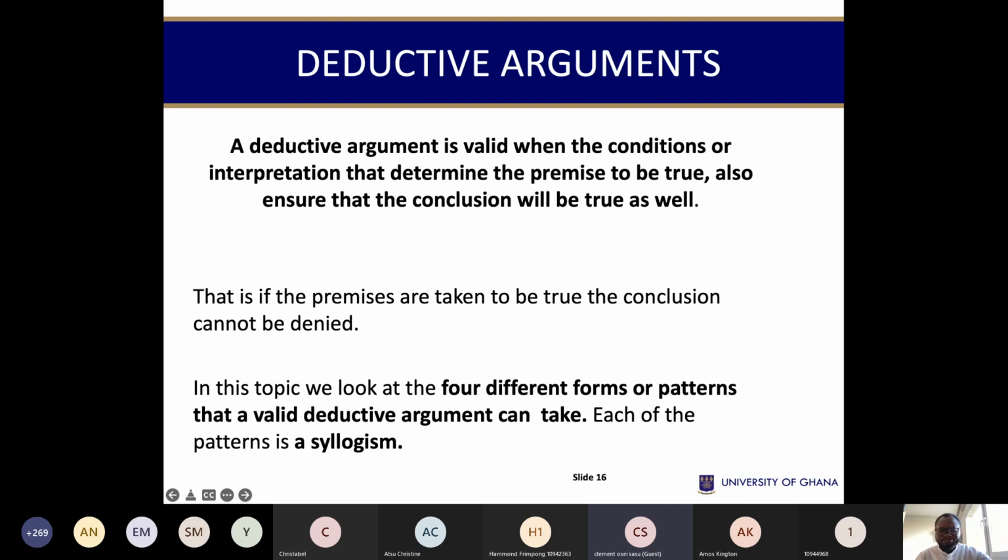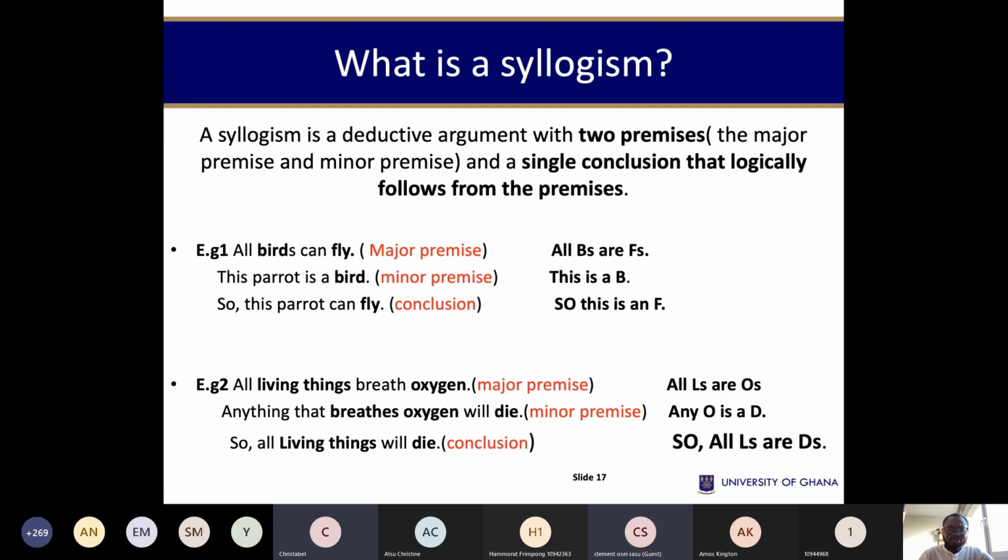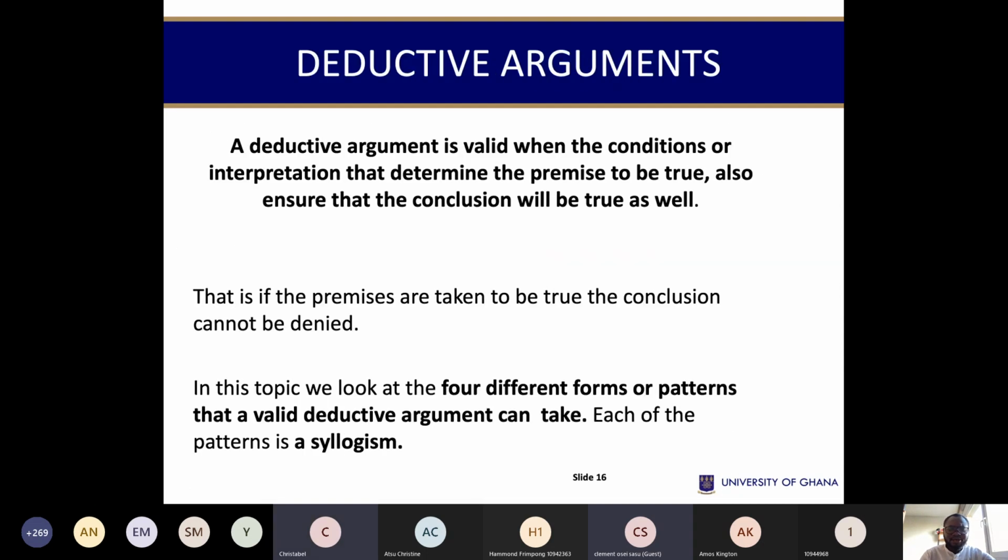So let's continue. I just introduced the word syllogism. That is a new word that you are hearing for the first time in this class.